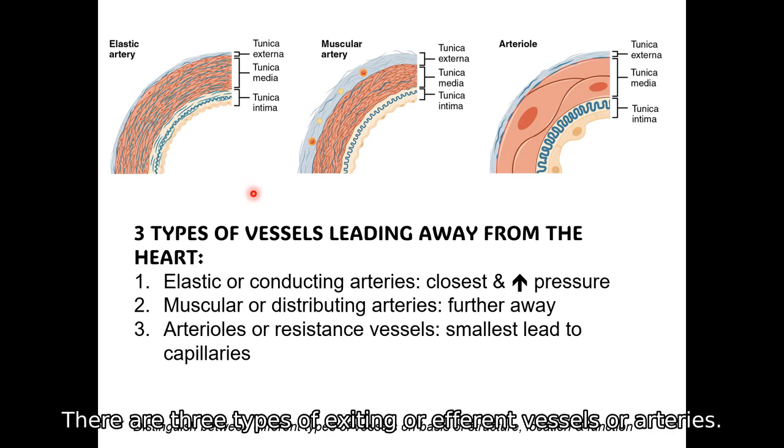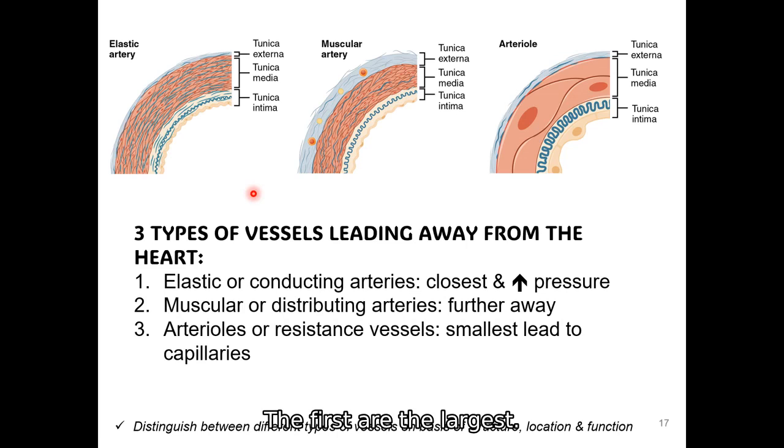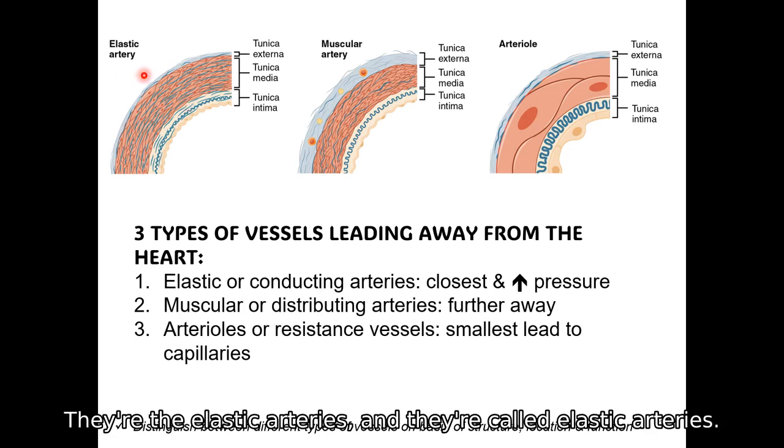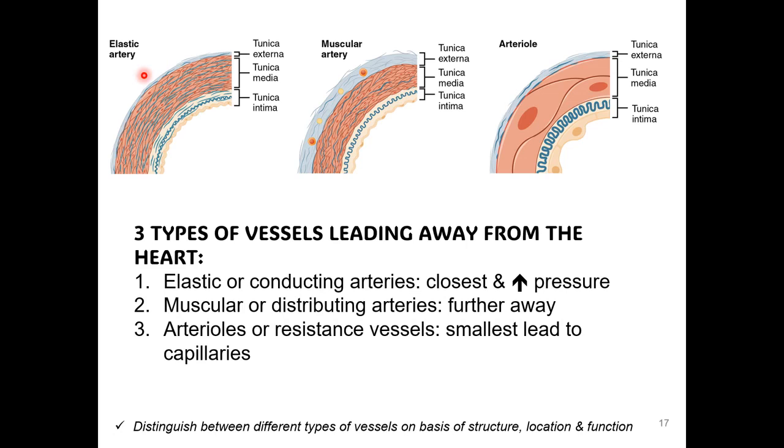There are 3 types of exiting or efferent vessels, so arteries. The first are the largest. They're the elastic arteries, and they're called elastic arteries. Take a stab at it. They're elastic. Okay, yep, don't make this harder than it needs to be.